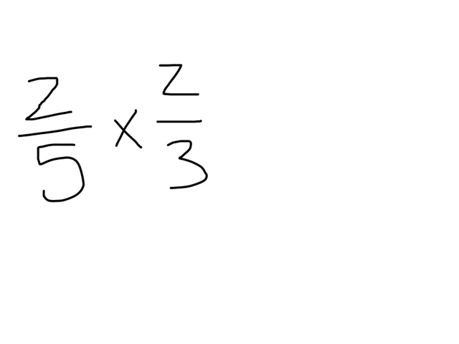I multiply my numerators and I multiply my denominators. So you tell me, what's 2/5 times 2/3? Well, 2 times 2 is 4, and 5 times 3 is 15. So the answer is 4/15.